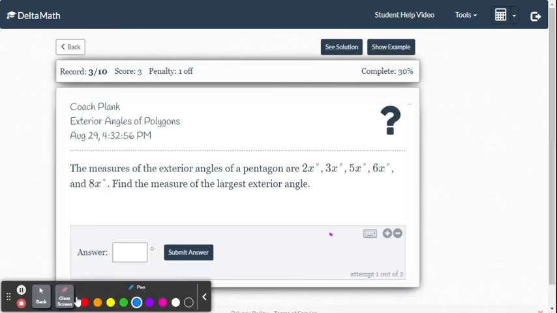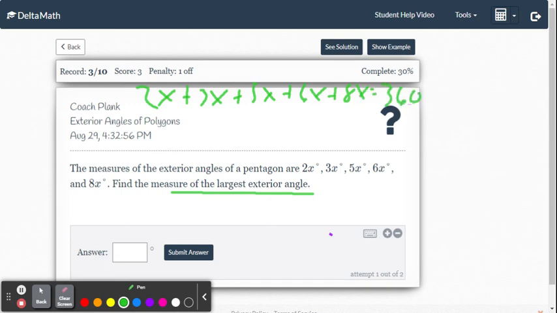Let's do one more. I like this one because now it wants to find the measure of the largest exterior angle. So, exterior angles of a pentagon. We're going to write the algebraic equation. 2x plus 3x plus 5x plus 6x plus 8x equals the sum of the exterior angles, which is 360 degrees. Exterior angles, not interior, right? The interior angles of the pentagon sum to 540.